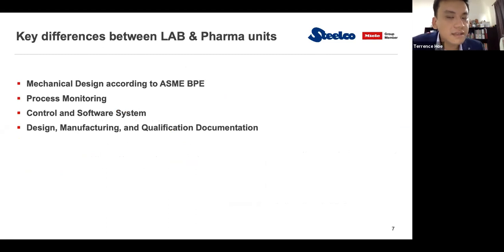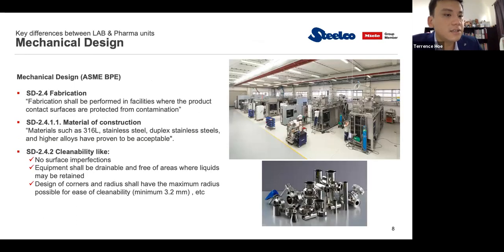So it comes to the next question that we have in our mind. What are the key differences between a lab grade and a pharmaceutical grade unit or system? The first thing is the mechanical design. The mechanical design has to be according to ASME BPE. Then we have the process monitoring differences, the control and software system. Lastly is the design, manufacturing, and very important, all the documentation. So this is the first topic that we're talking about, the mechanical design differences.